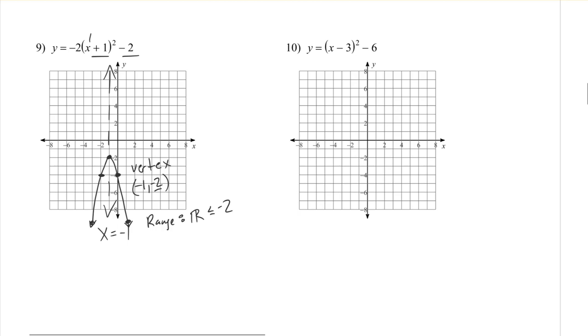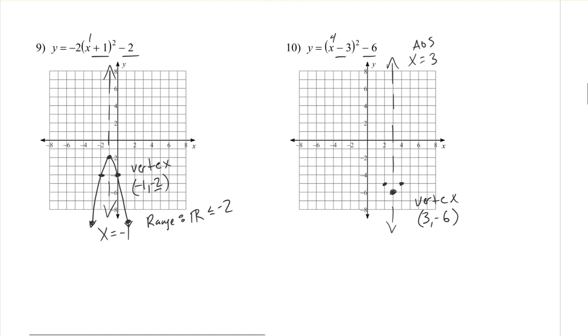10, our vertex is at 3, negative 6. That means we have an axis of symmetry at x equals 3 is our AOS. Because we're subtracting, I'm going to go to the right, so I'm going to sub in a 4. Here, 4 minus 3 makes 1. 1 squared is 1. 1 minus 6 is negative 5. So 4, negative 5. That would mean 2, negative 5.